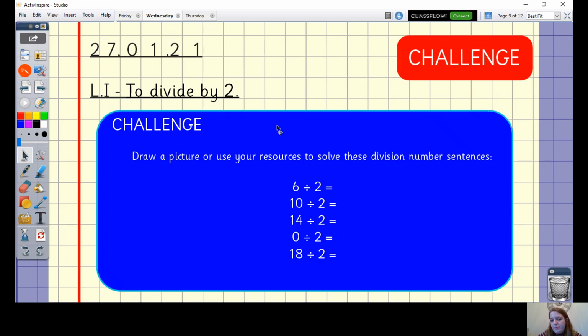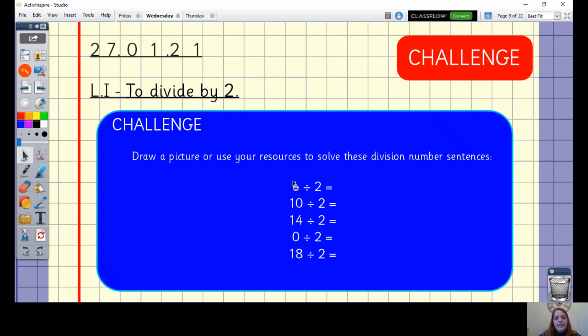Okay then, so to look at our main activity, you've got a series of division number sentences, as you can see here. 6 divided by 2, 10 divided by 2, 14 divided by 2, 0 divided by 2, and 18 divided by 2. Now it's your choice how you want to find the answers to these. You could either draw a picture by sharing. So remember to draw your 2 sharing circles. You might want to draw a bar model to share or even to group if you wanted to. You may want to use objects at home to either share or to group them.